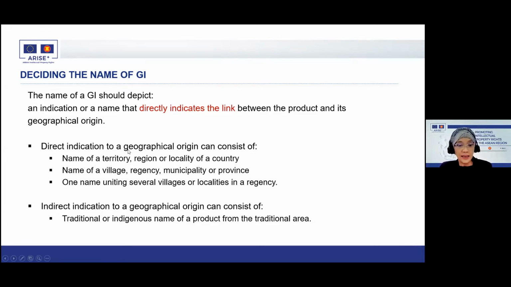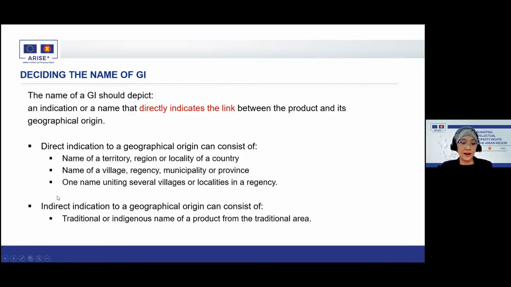So a direct indication of a geographical origin can consist of the name of a territory, region, or locality of a country. It can also be smaller, consisting of a village or regency, municipality or province, or can also consist of one name uniting several villages or localities in a regency. It depends on where the producers live and where the products are produced.